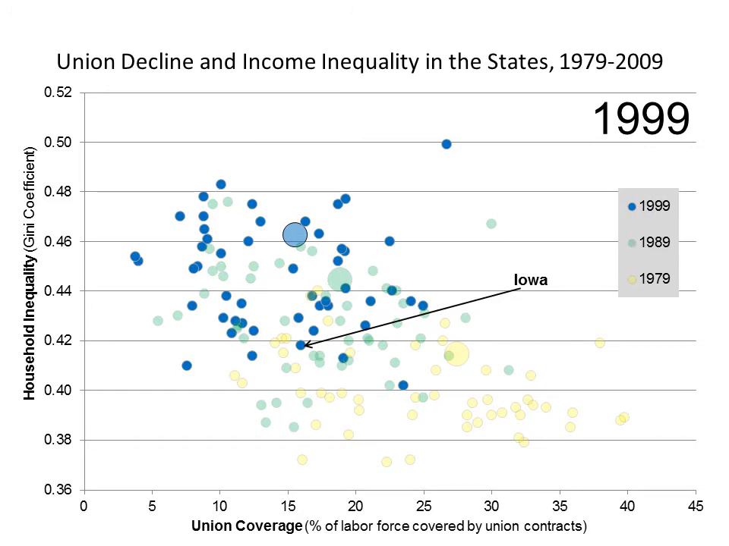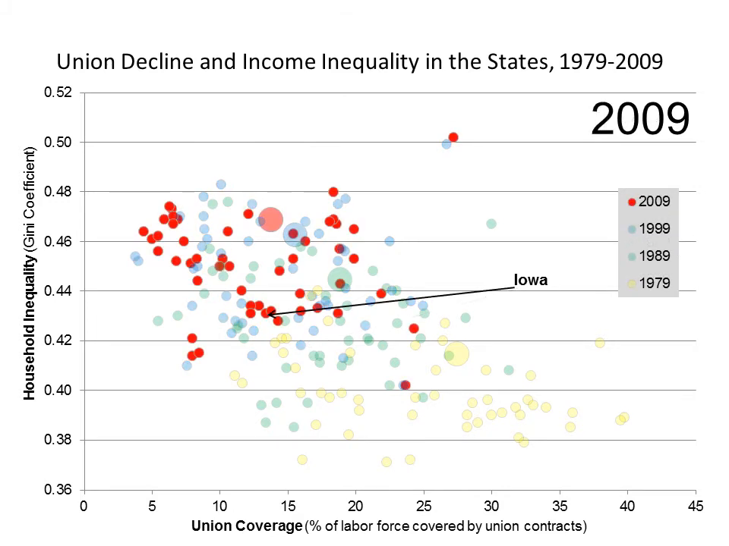Between 1989 and 1999, we see the same pattern: declining union coverage and rising inequality, although neither changed quite as dramatically. And between 1999 and 2009, things get a little worse still. Union coverage, now under 14% nationally, is about half what it was in 1979. In Iowa, the fall is a little steeper, from a coverage rate in 1979 of 30%, just over the national rate, to just 13.4% in 2009, under the national rate.